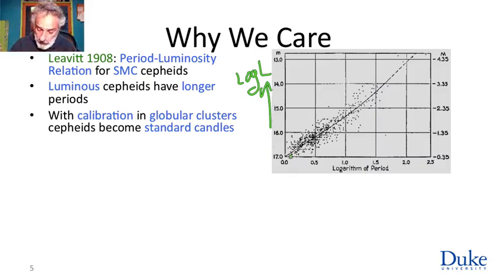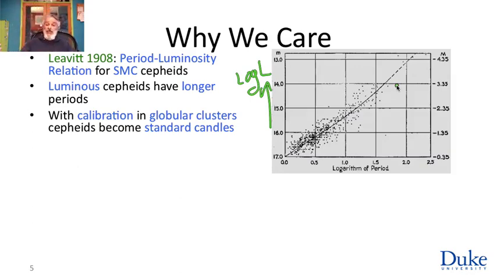And what she noticed is that the longer period variables were the more luminous ones. And she was plotting this for stars in the Small Magellanic Cloud. Again, all of the stars she saw were approximately the same distance. So she could use relative brightness as a surrogate for relative luminosity. So she couldn't scale this plot, but she saw that luminosity grew with period. And if you only knew the luminosity of some of these stars, you could calibrate this.